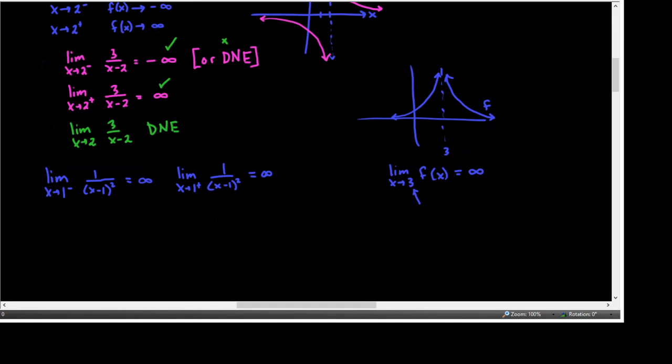Then, if we were asked, this isn't what is asked, so let me put this in a different color. If we were asked to find the limit as x approaches 1 of this function, the answer would be positive infinity, because those two sides agree.